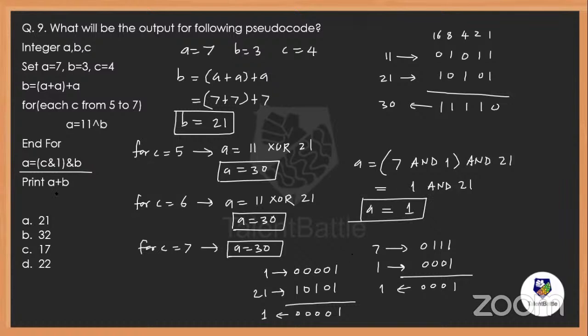Now they are asking us to print A plus B. So value of A is 1 plus value of B is 21. So final answer will be 22. And that is option D.